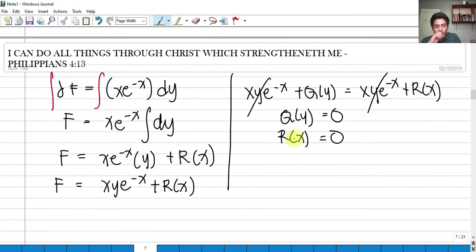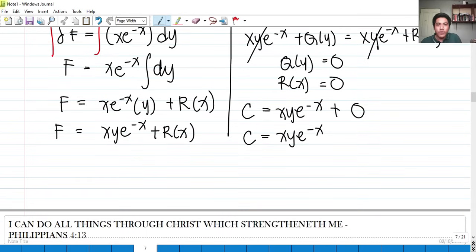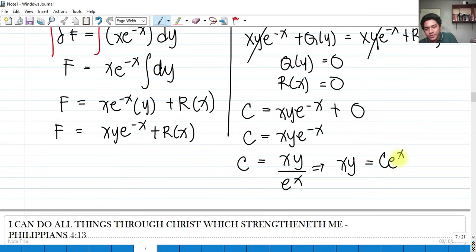So I can choose this. Remember that this f would become our constant c. So c is now equal to this one, x y e raised to negative x plus r of x, what's the value? 0. Or simply, our solution is c is equal to x y e raised to negative x. And furthermore, we can simplify this by bringing down our e raised to negative x as e raised to x. And furthermore, cross-multiplying, we have x y is equal now to c e raised to x. So this is our solution to the non-exact DE.